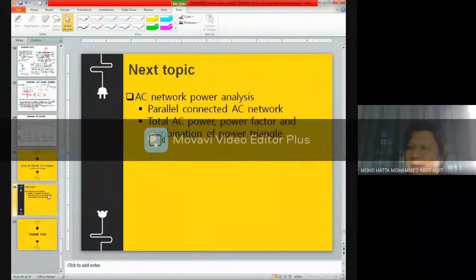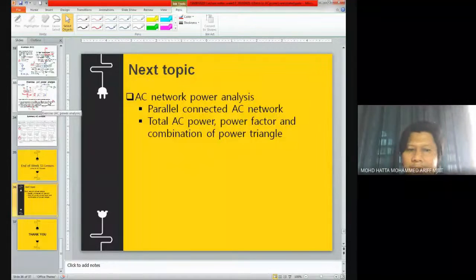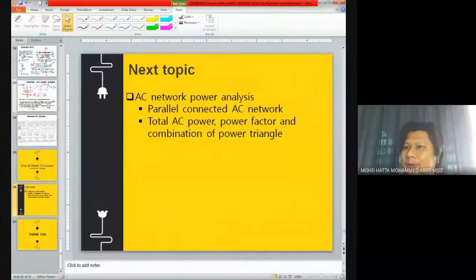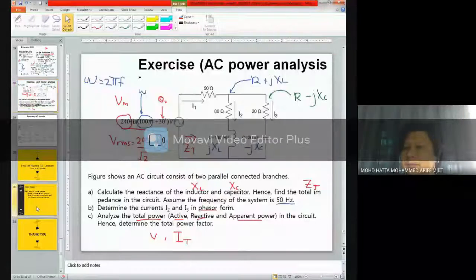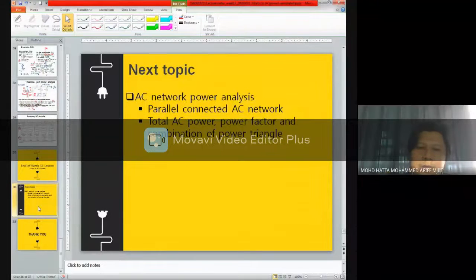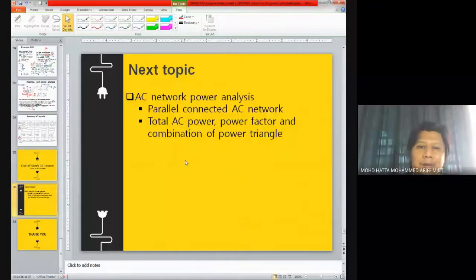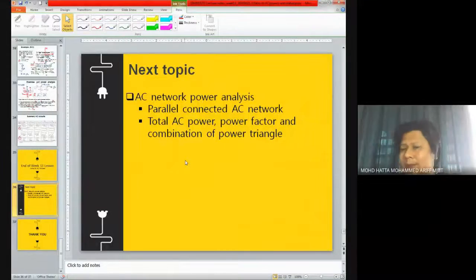And in the next topic, we'll try to have a look at AC power analysis in terms of parallel connected AC network. Basically, we also have a look at parallel connected in this example, but this one is a bit different from what you've seen over here. Maybe it's related to the power information of how do we combine all the power values in parallel connected AC networks, and also how do we determine the power factor if we have a parallel connected AC network as well.